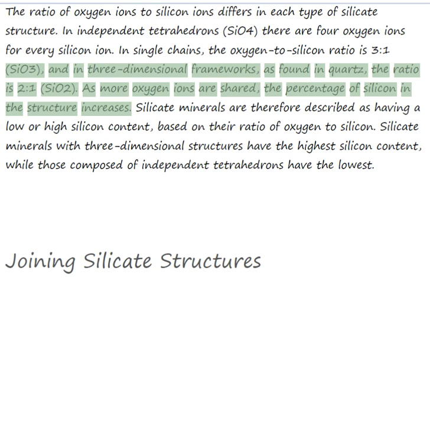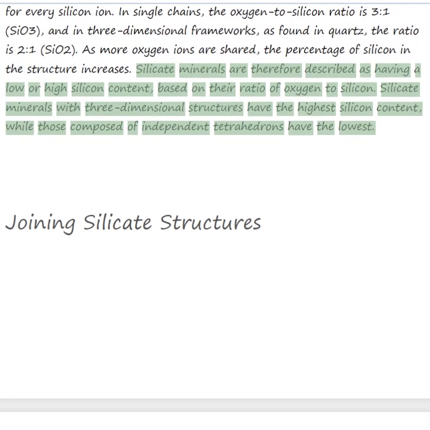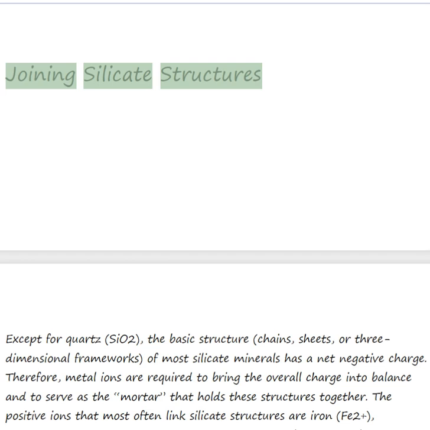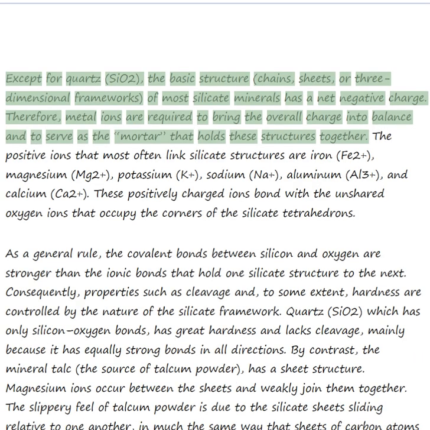As more oxygen ions are shared, the percentage of silicon in the structure increases. Silicate minerals are therefore described as having a low or high silicon content, based on their ratio of oxygen to silicon. Silicate minerals with 3-dimensional structures have the highest silicon content, while those composed of independent tetrahedrons have the lowest. Joining silicate structures. Except for quartz, the basic structure of most silicate minerals has a net negative charge.